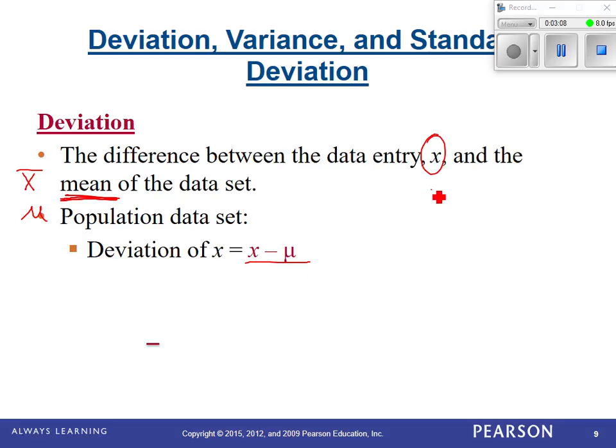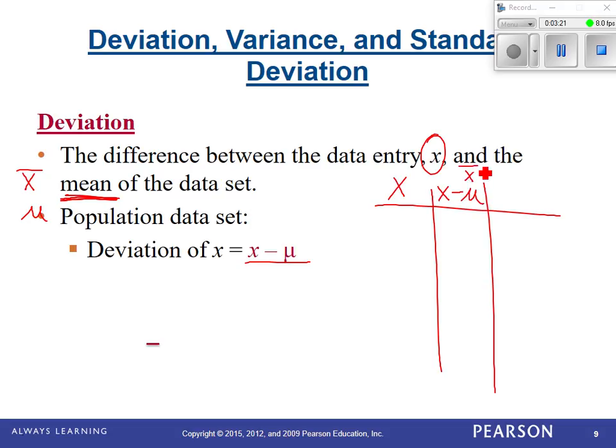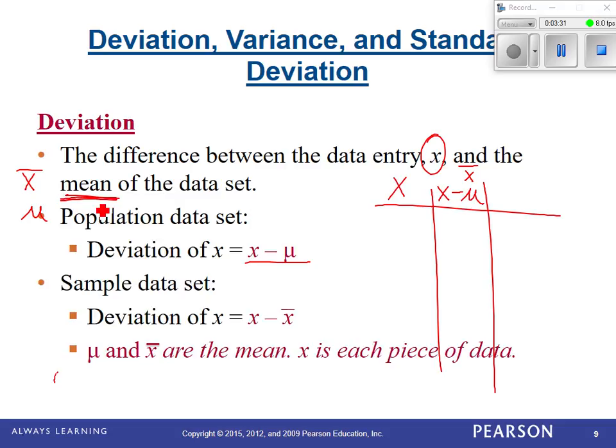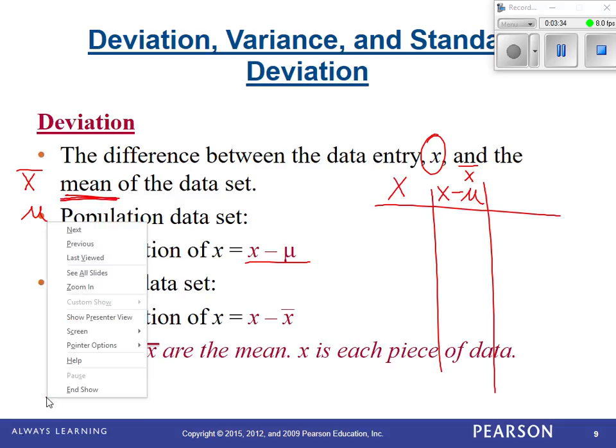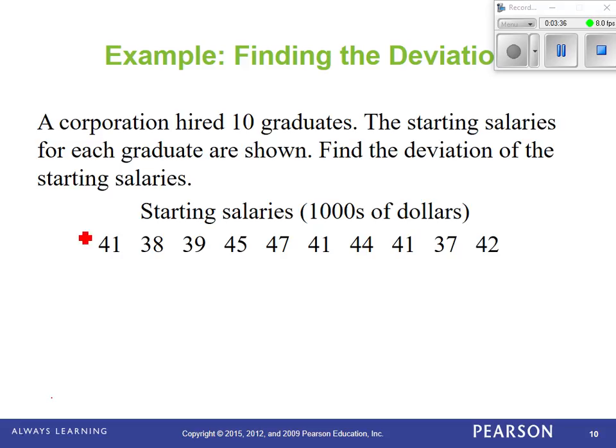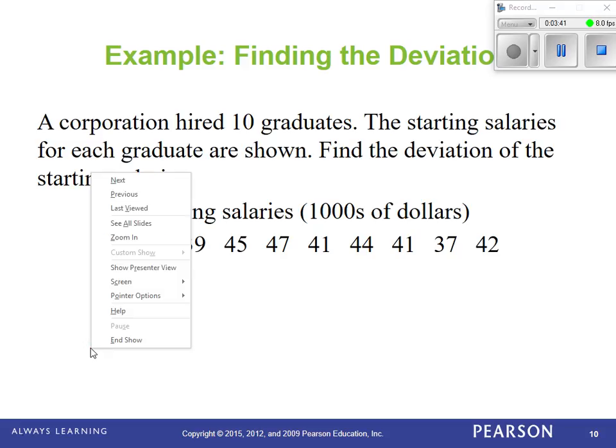What you're going to do is make a chart. You're going to list all your X's. Then you're going to do all your X's minus your mu or your X bar, depending on if you're dealing with a sample or a population. So we're going to make a chart, and we're just going to add columns to this chart. A corporation hired 10 graduates. They give us the 10 graduates here, in thousands of dollars.